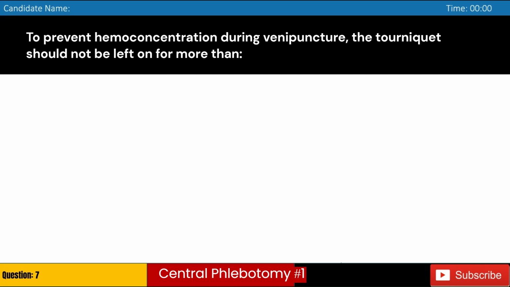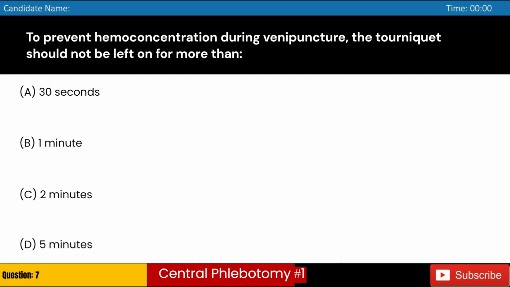To prevent hemoconcentration during venipuncture, the tourniquet should not be left on for more than: A. 30 seconds. B. 1 minute. C. 2 minutes. D. 5 minutes. Answer: B. Leaving the tourniquet on for more than 1 minute can cause hemoconcentration, affecting test results.